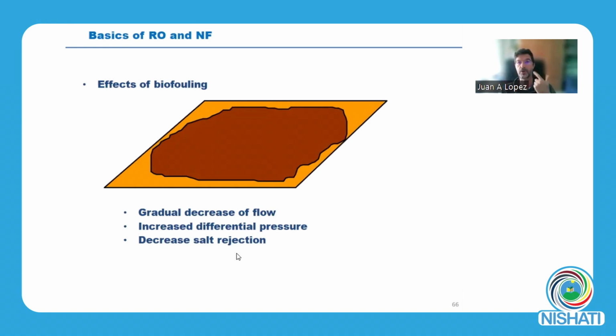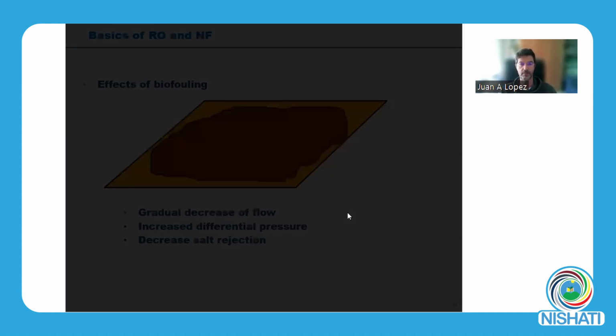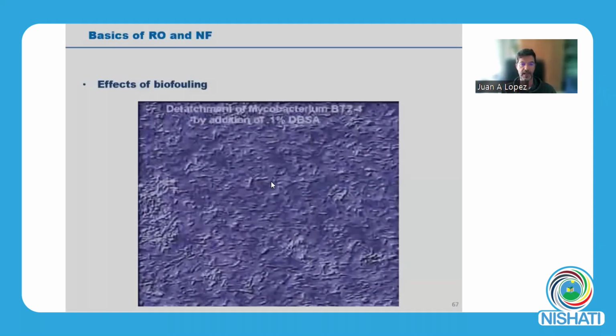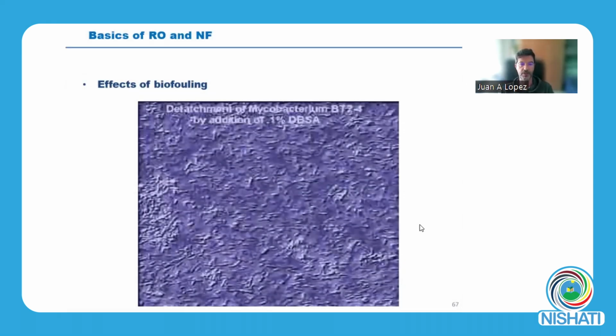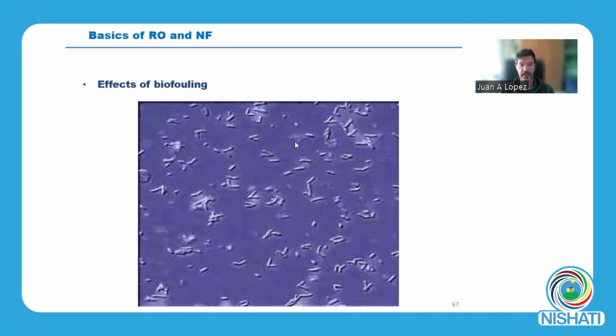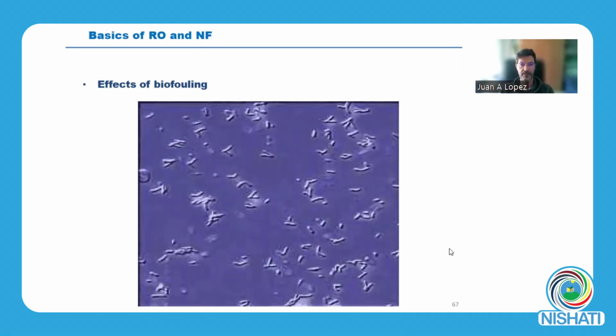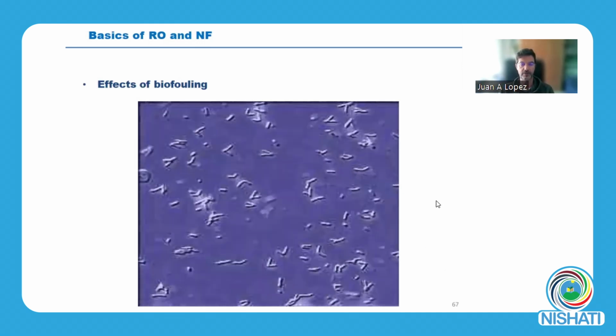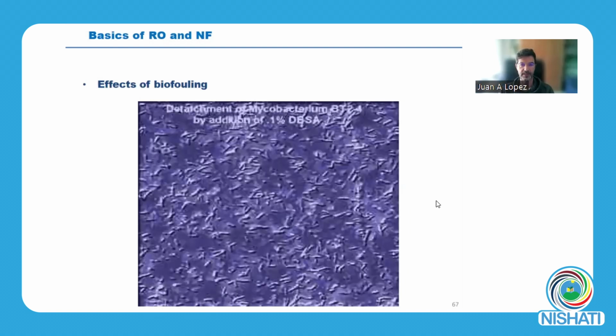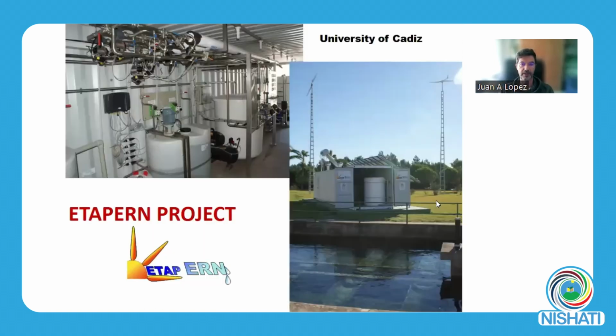That means more energy, higher cost, and also there is a decrease in salt rejection. Okay, and now you can see in this slide the bacteria on the membrane. These are bacteria, and you can see how they reproduce on the membrane. And finally, I'm going to finish with an example of using membranes in desalination plants.